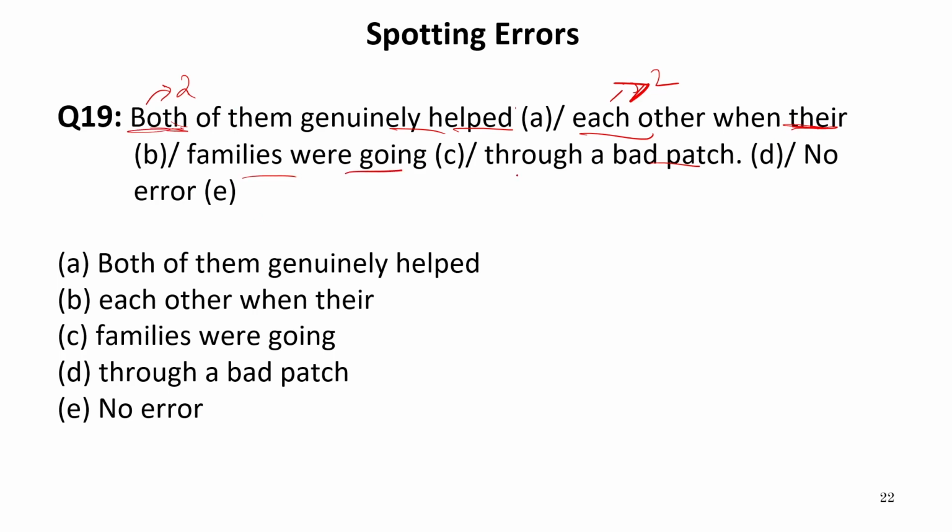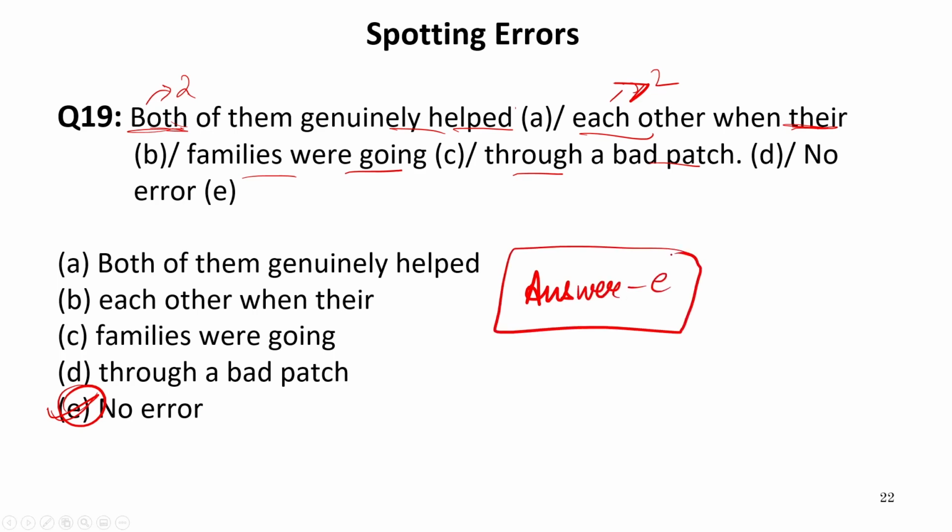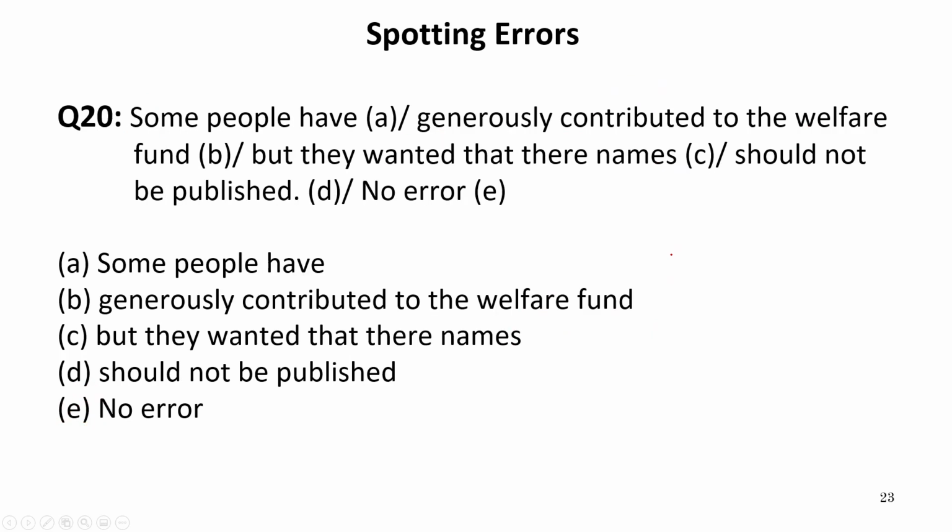Families were going through a bad patch. The entire sentence is correct. It means this sentence contains no error. So our answer is E, that is no error. So our answer is E. That is again very simple, that this sentence contains no error at all. Now let us move to the next one.